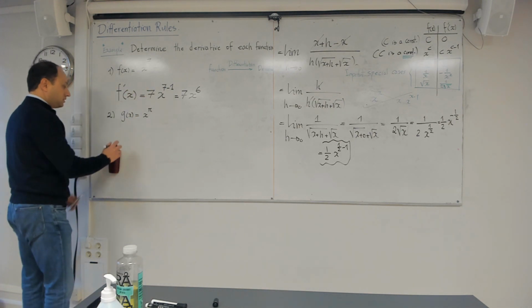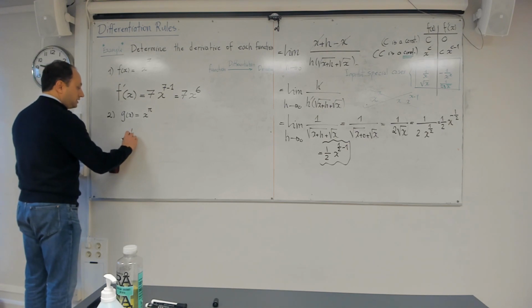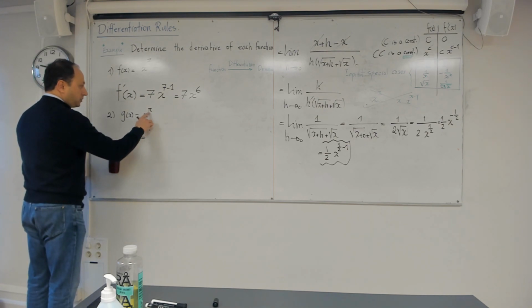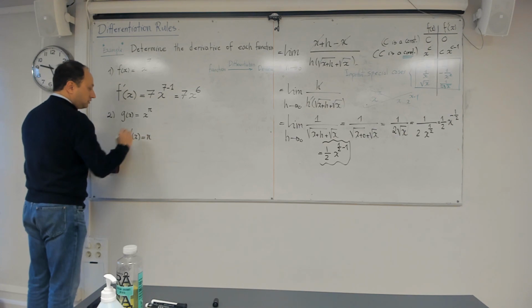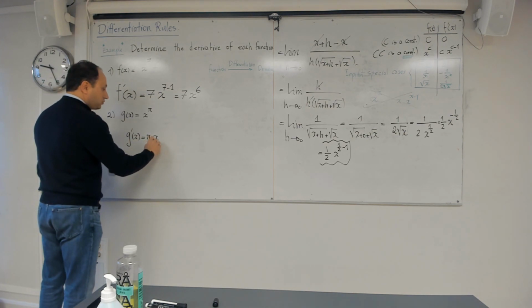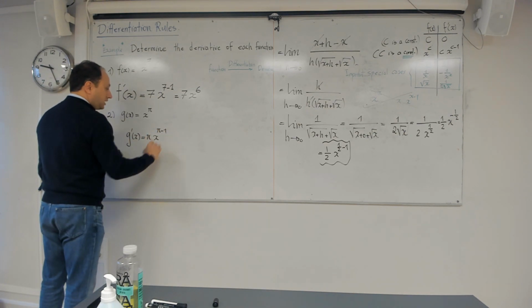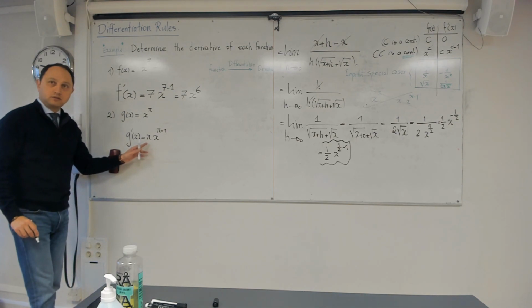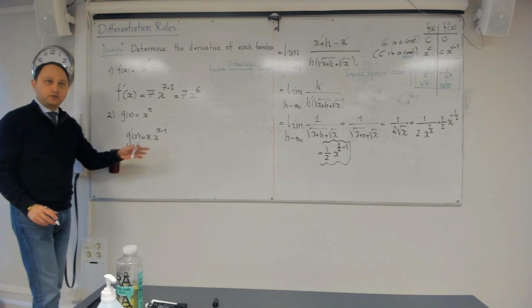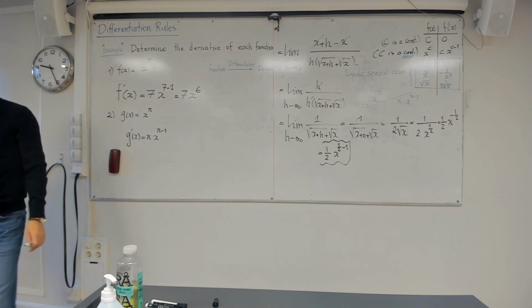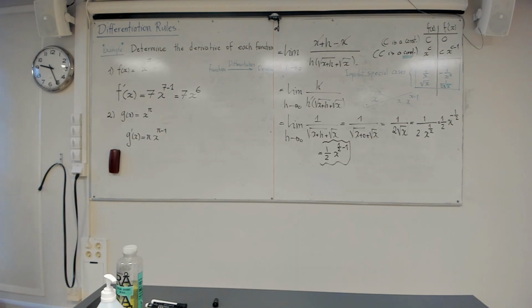The answer is yes. So what would be the derivative? Pi goes down, and then you write x to the power pi minus 1, nothing else. You're not allowed to put 3.14 or something. You have to keep it in this exact form. That is the answer. Is that clear?